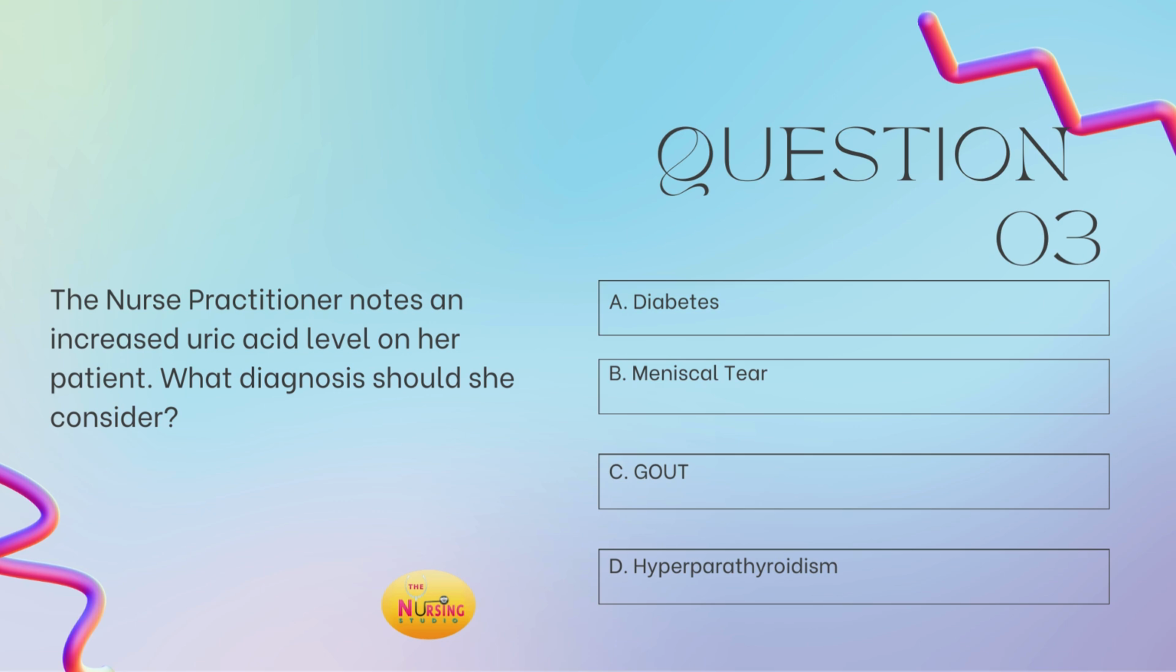So, stem of the question here states, what diagnosis should she consider? So, the nurse practitioner notes an increased uric acid level. Think of the things that are most commonly associated with this. C, gout is your best answer here on these answer choices. So, we would go with gout.